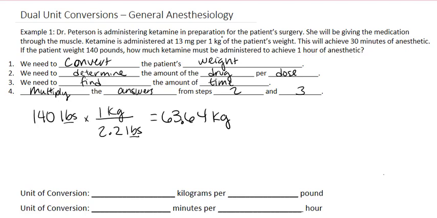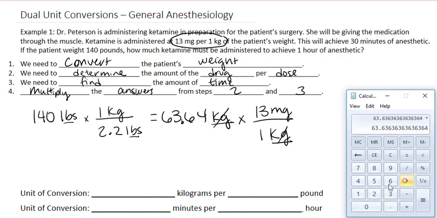So next, we'll then need to determine the amount of drug per dose. So right here, we have 13 milligrams per 1 kilogram. So we would multiply this number by that. So we'd go 13 milligrams on the top and 1 kilogram on the bottom. Now we know the kilograms go on the bottom because we need to cancel these out. So we take this number, multiply by 13 to give us 827.27.